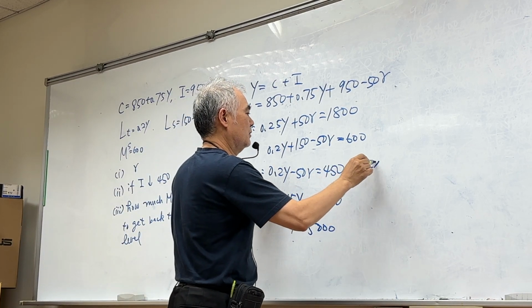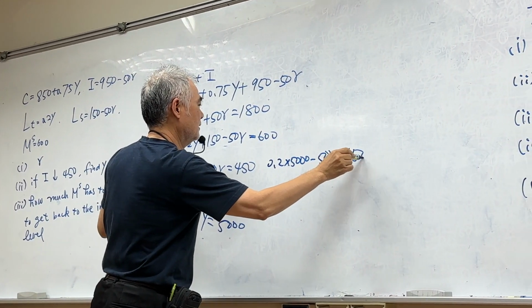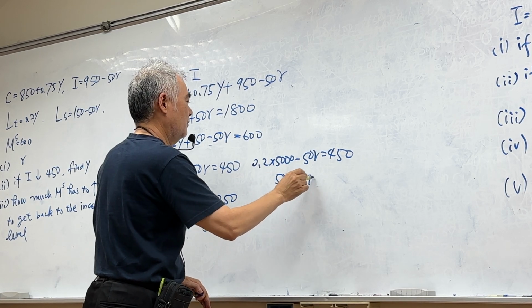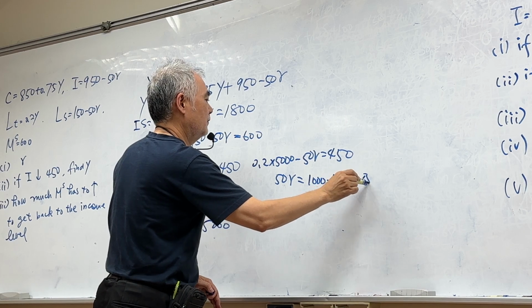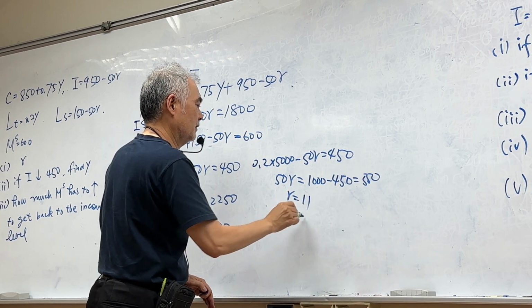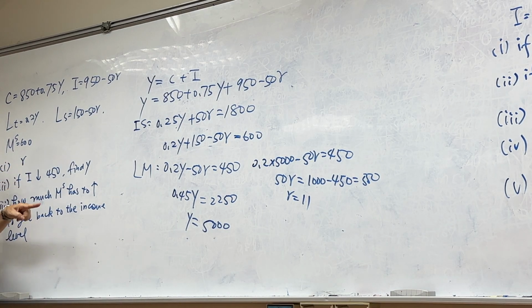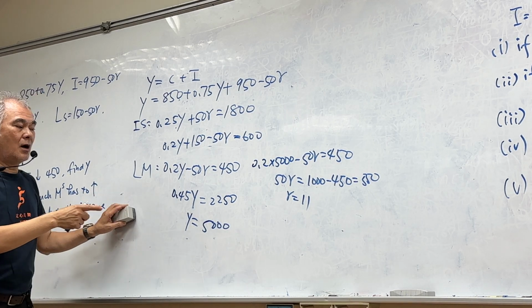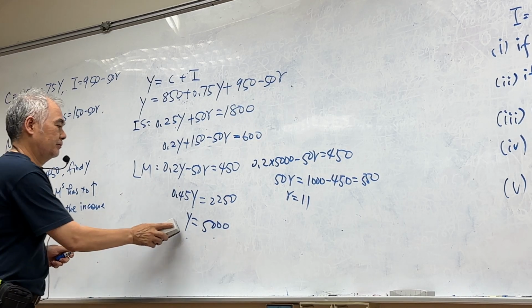So 0.2 times 5,000 minus 50R is equal to 450. So 50R is equal to 1,000 minus 450, that is 550. So R is equal to 11. So find R, 11. Get it? Questions? So Y is equal to 5,000, R is equal to 11.